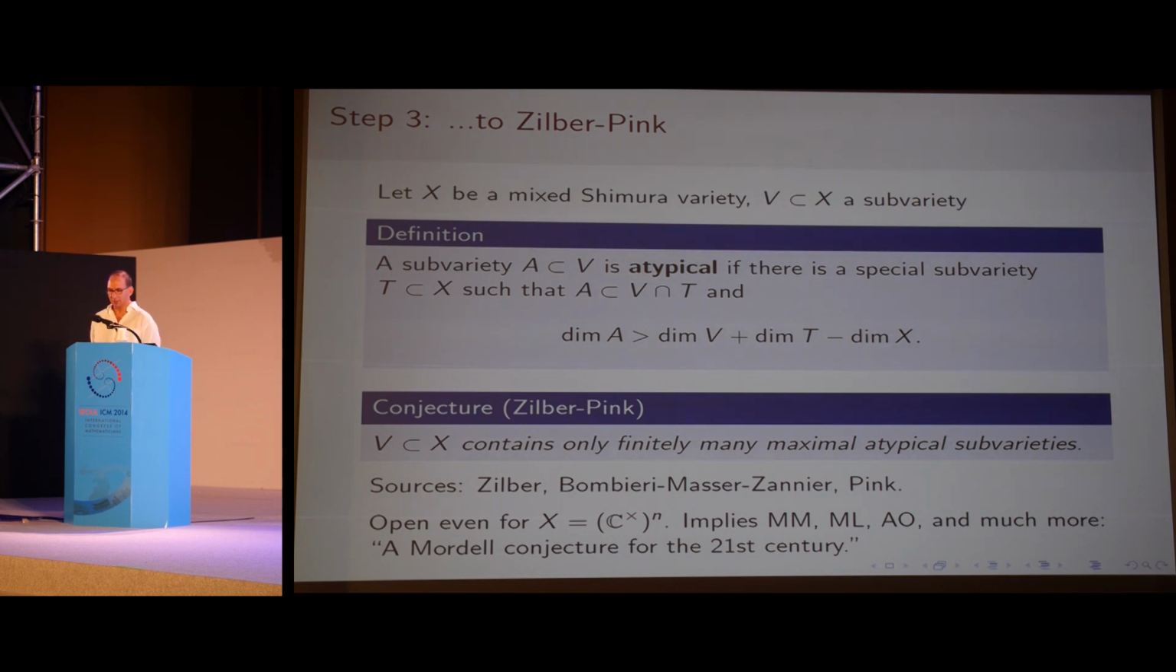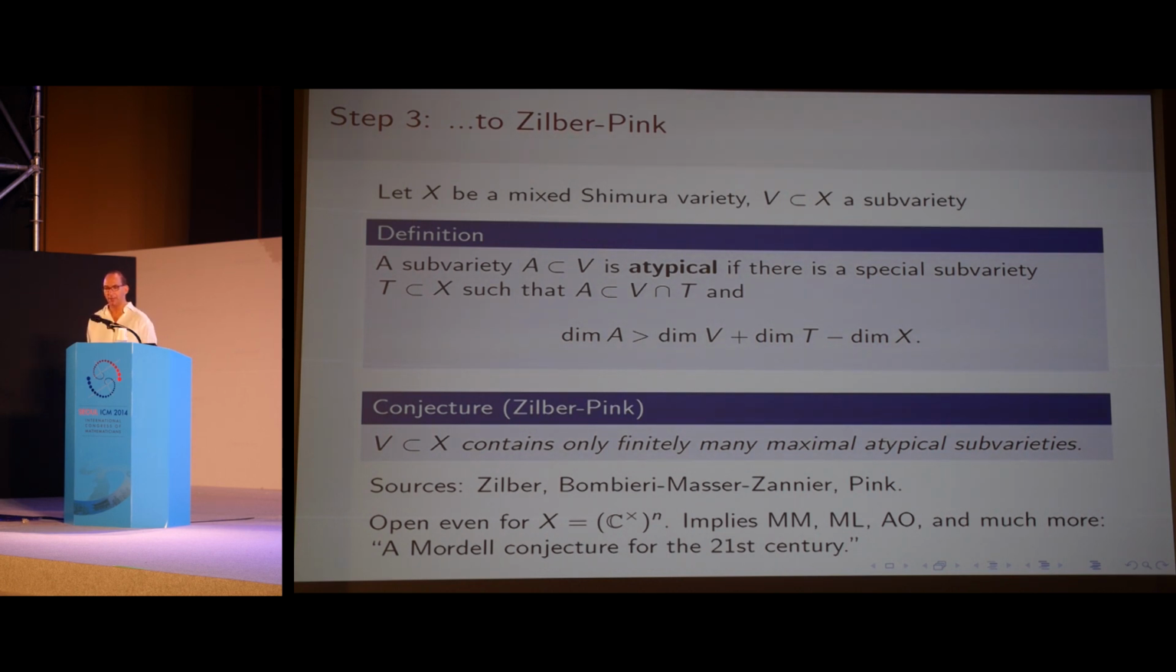But instead of considering special subvarieties contained in V, we consider special subvarieties which intersect V in a set with atypically large dimension. They intersect too much. This is a generalization because to contain a special subvariety is indeed atypical in this sense. So you would expect equality in that dimension statement. That would be typical. The conjecture is again a finiteness statement that there are only finitely many maximal atypical subvarieties, even though there are infinitely many potential candidates.